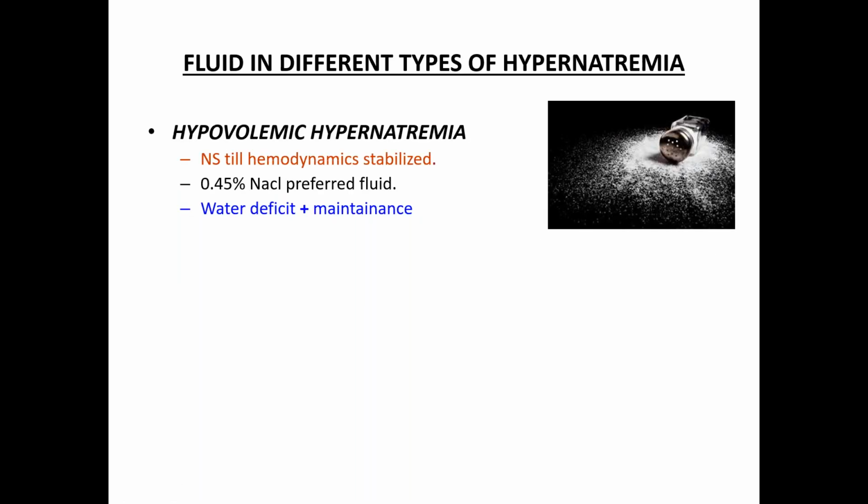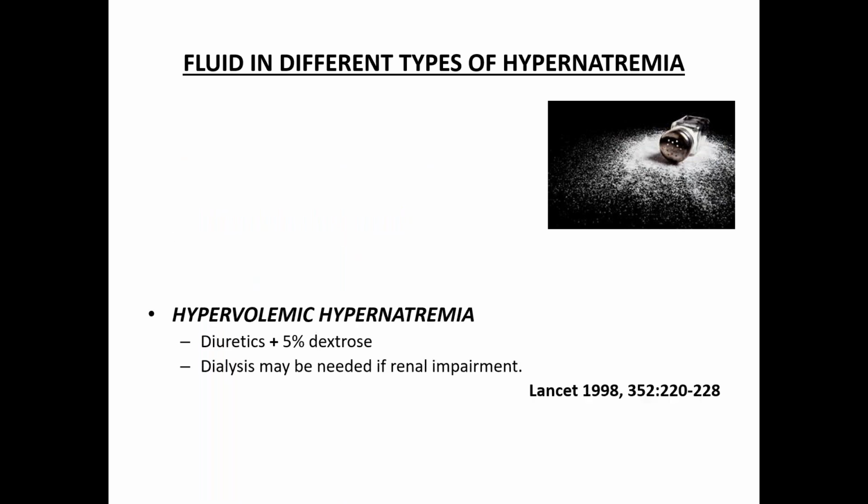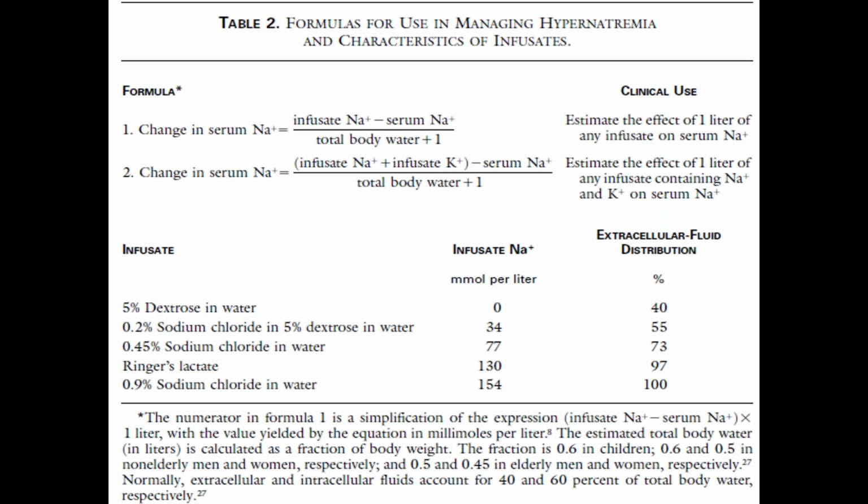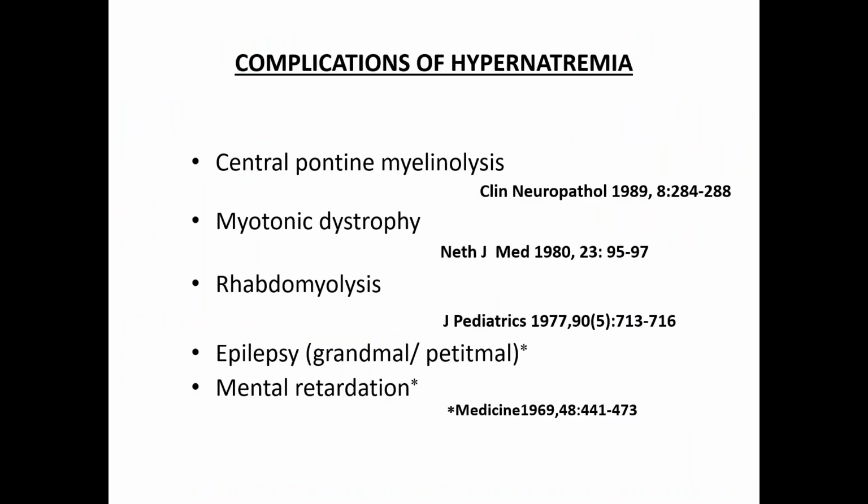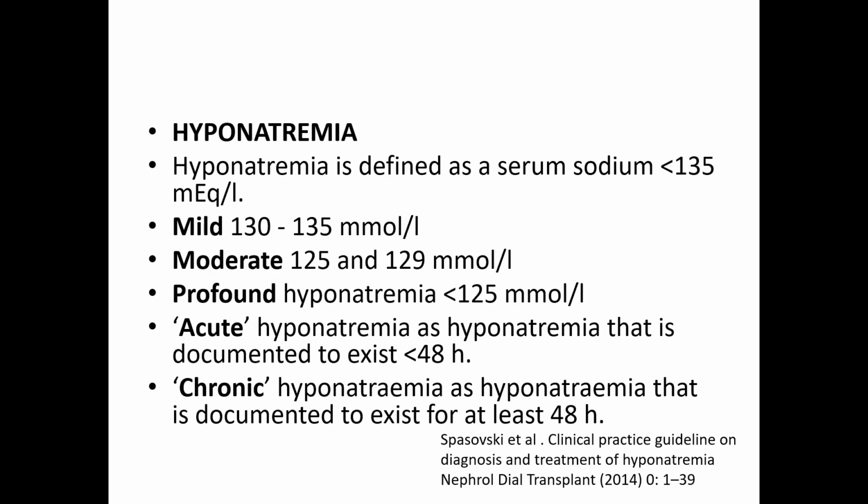Going on, in hypovolemic cases, you can give N by 2. In euvolemic cases, we can give plain water, and in hypervolemic cases, unfortunately, we often require to take out the fluid, so we may need to do dialysis. There are various equations like the Adrogue-Madias which we can use to calculate the amount of sodium change. The complications include CPM if it is treated very rapidly, rhabdomyolysis, mental retardation, epilepsy.